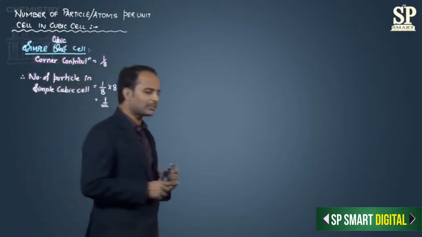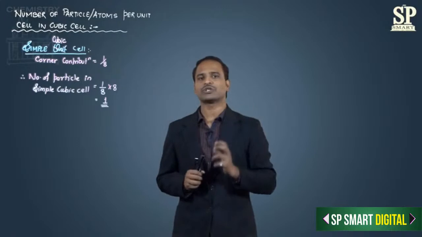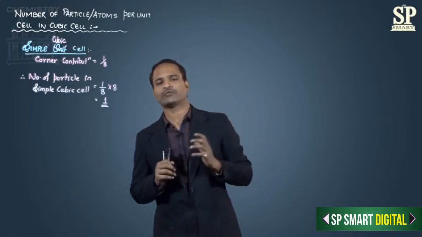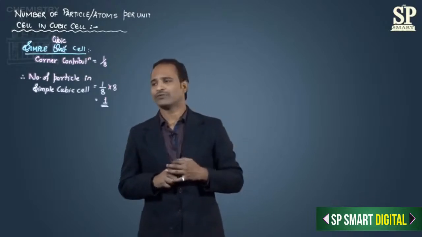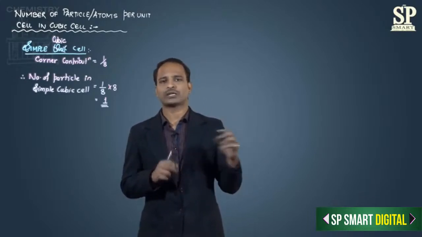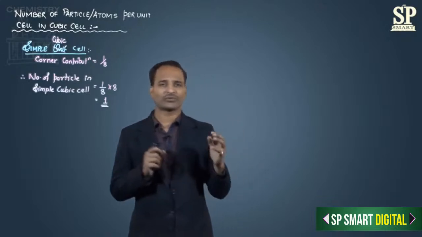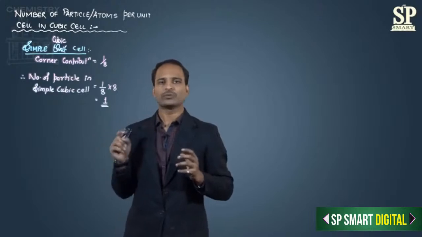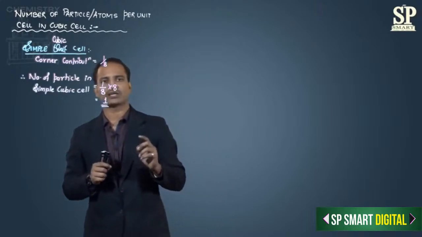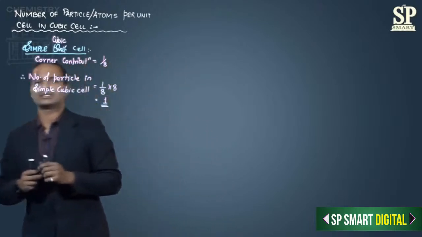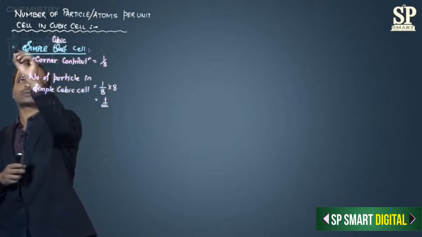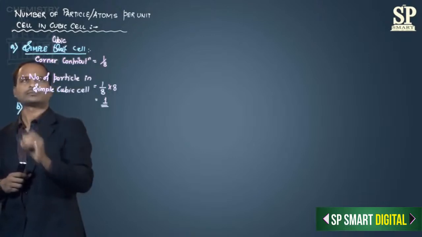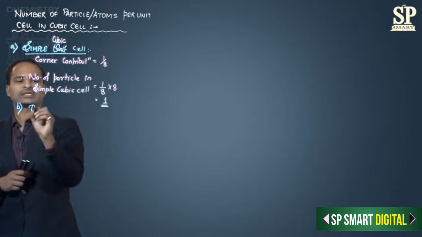In the simple cubic cell, the particles are present at 8 different positions, but when we join those small 1/8 parts from every corner, we get 8 such small parts, and on joining them we get a single sphere. That's why we say that a simple cubic cell contains 1 particle, that is 1 atom or 1 sphere. Then the second type of cubic cell is the body-centered cubic cell.